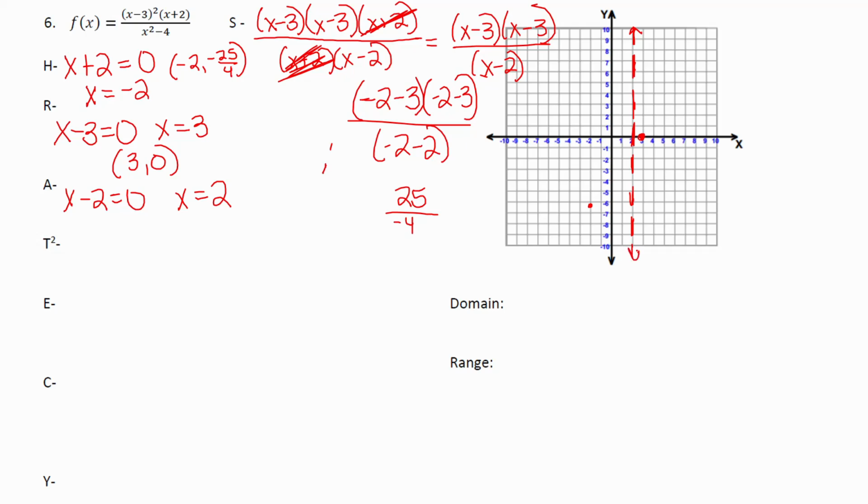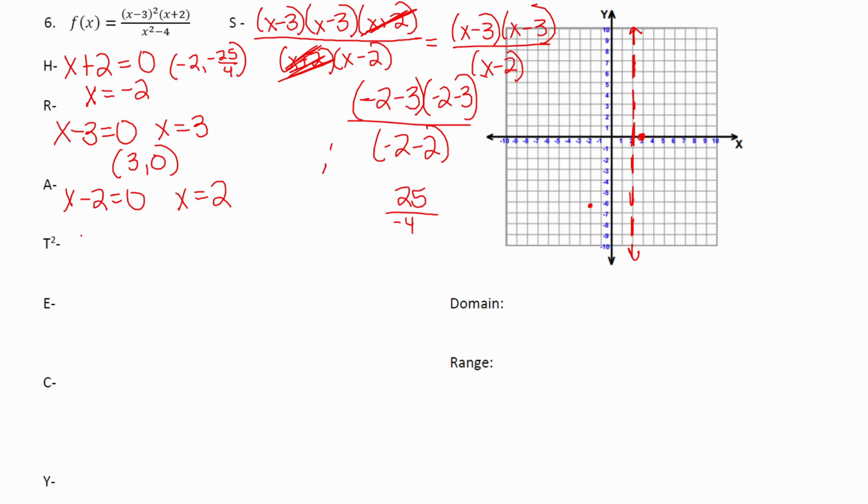Just like so. There we go. Now, t squared. Remember, t squared, or any of the t's, you're looking for doubles. You're looking for doubles in the numerator. You're looking for doubles in the denominator. I notice that there is doubles in the numerator. We have the same thing twice.